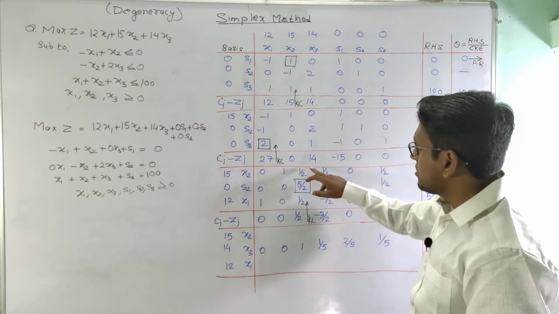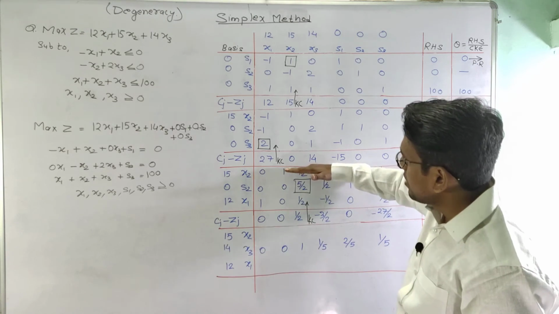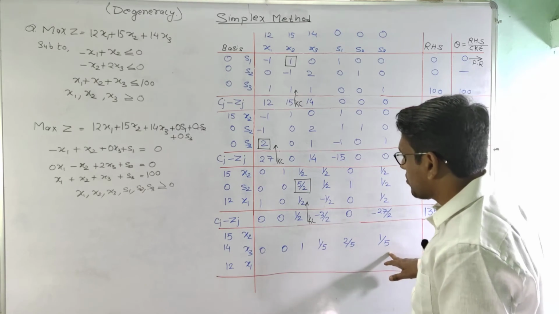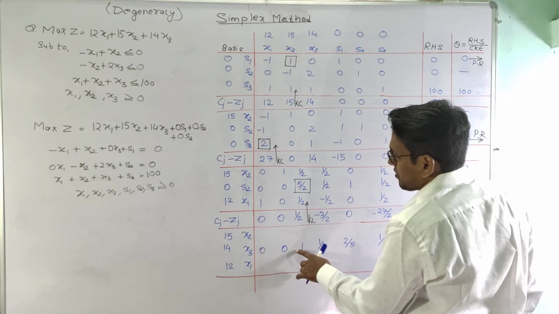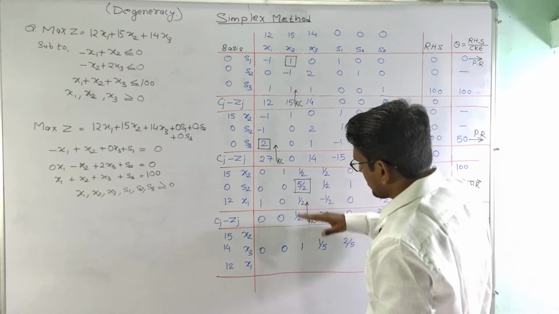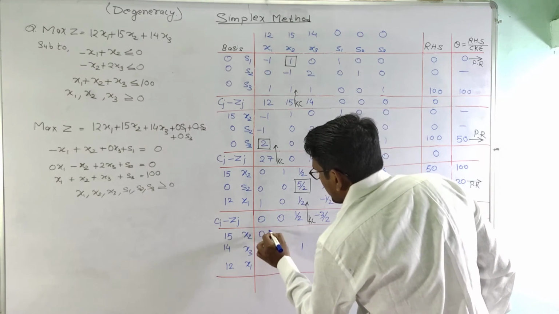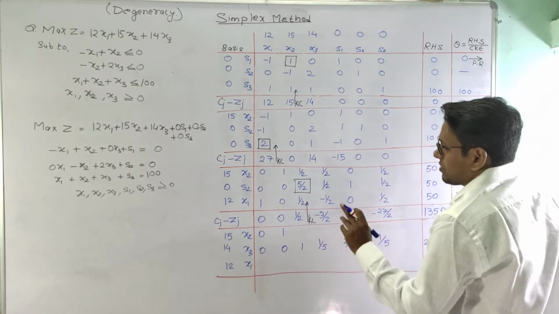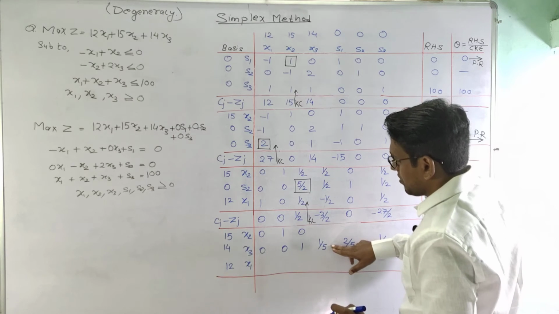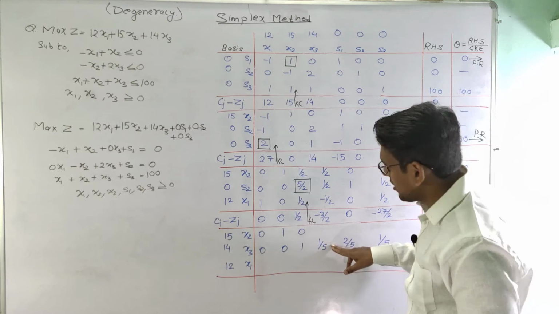Now I need to make these two variables 0. To do so, I'll take row 1 minus 1/2 times new row 2. So this will be half. 1/2 times of this will be giving 0. So this minus 1/2 times of this: 0 minus 1/2 times of this, 1 minus 1/2 times of this, 1/2 minus 1/2, 1/2 minus 1/10. What it will give is 2/5.